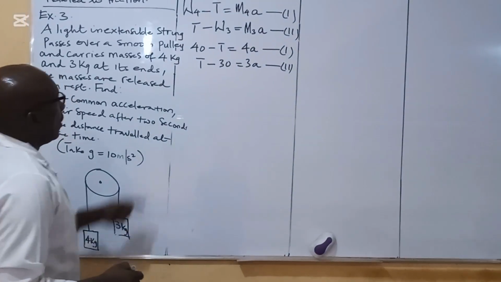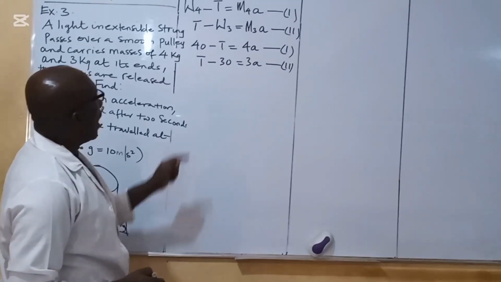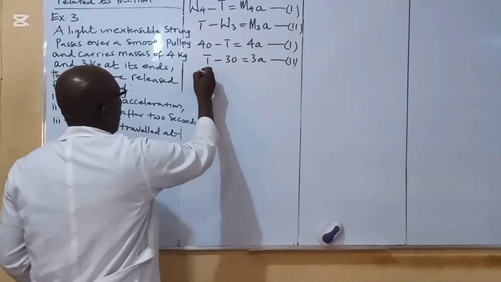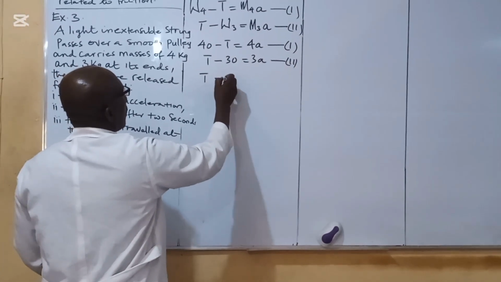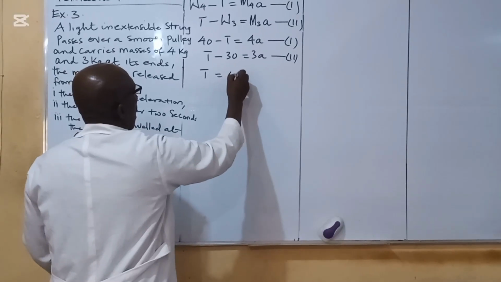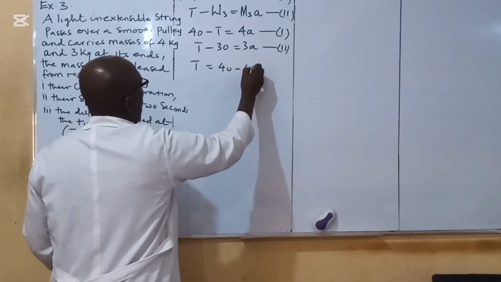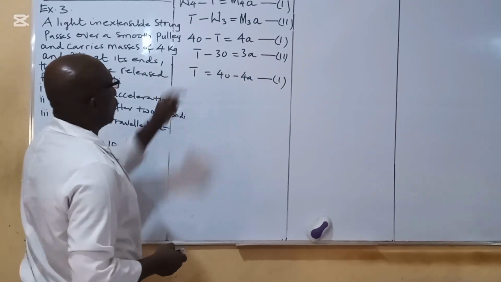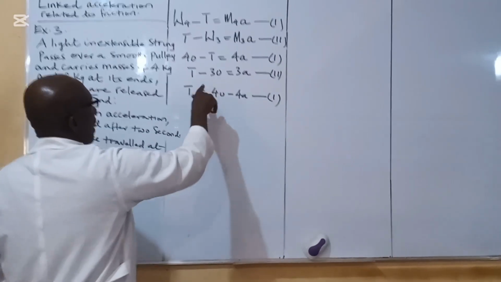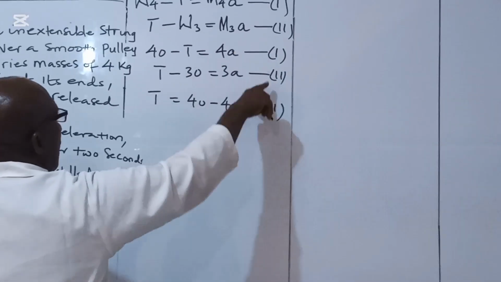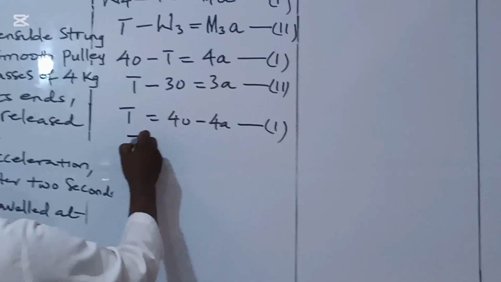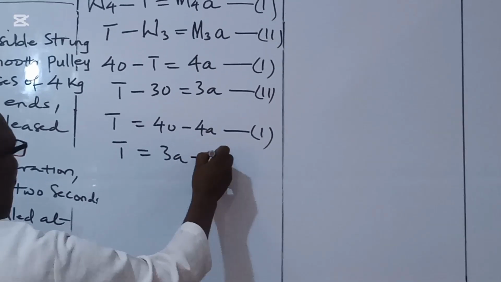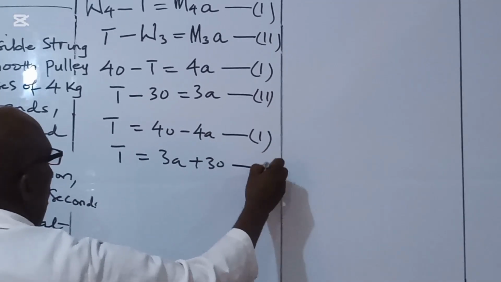What do we do? Let's consider equation 1. Let's take this T to the right hand side. I will have T equal to 40 minus 4A. Now let's look at equation 2. Let's leave T on this side. That means I'm going to take this minus 30 to this side. So from equation 2, T is equal to 3A plus 30. Call this our new equation 2.